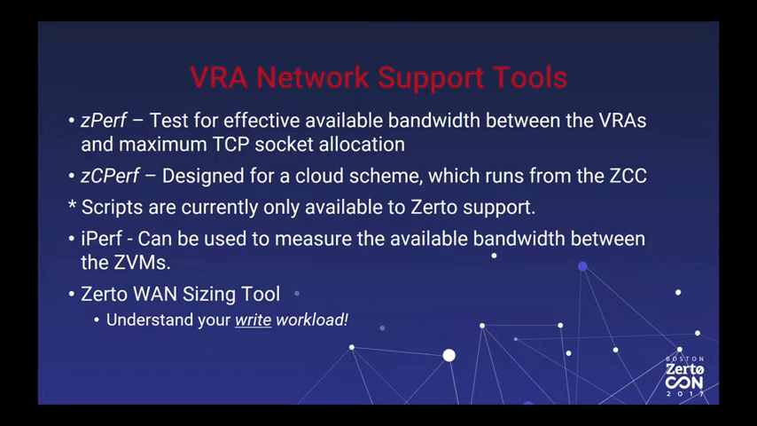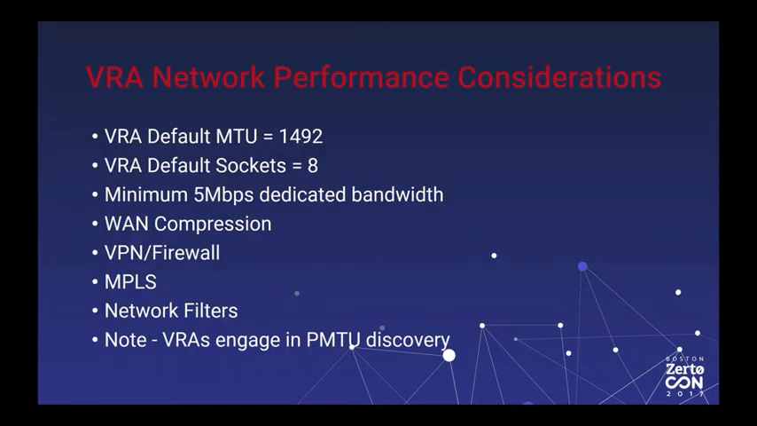So let's talk, yes, sir. I'm sorry, the previous slide. Is there any way via the API to tune the dedicated bandwidth? In the UI, you have the throttler, right? Can you go in via the API and tune that and rate limit on a per VRA basis?